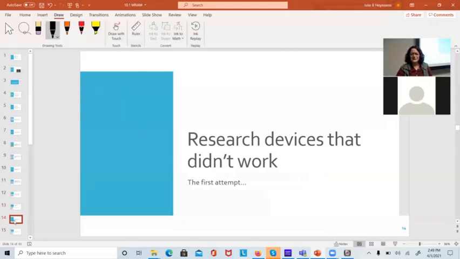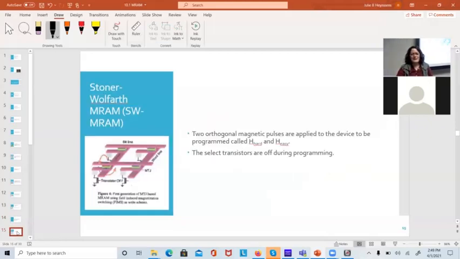Okay, research devices that didn't work. Oh boy. This is the first attempt to make MRAM. Basically, this is called a Stoner-Wolfarth MRAM, SW-MRAM. We have 2 orthogonal magnetic pulses applied to the device, and this is how they get programmed. The 2 orthogonal pulses are called H-hard and H-easy. Now, when I was first reading this, I didn't understand the names, but I think I got it later on.